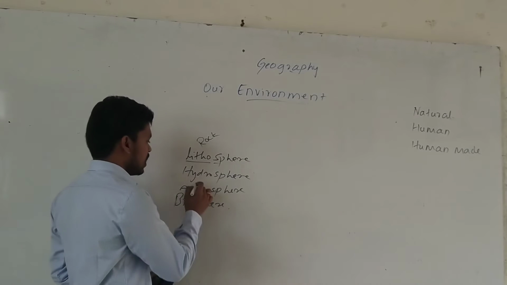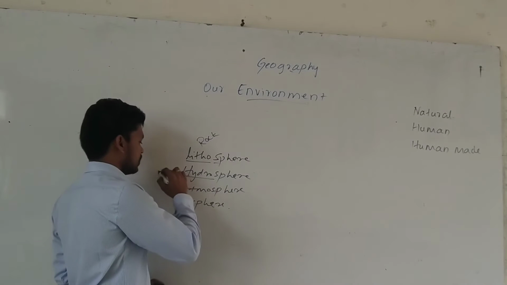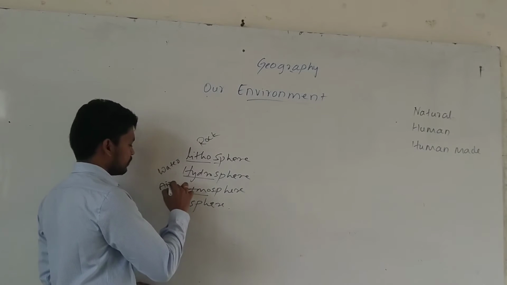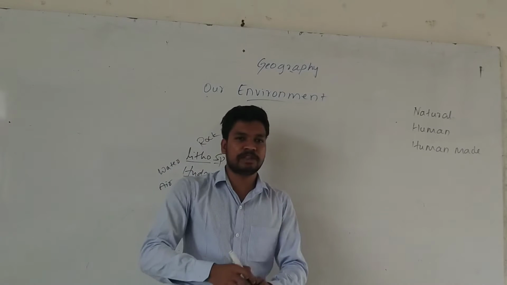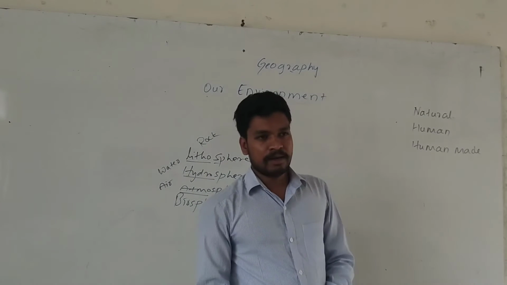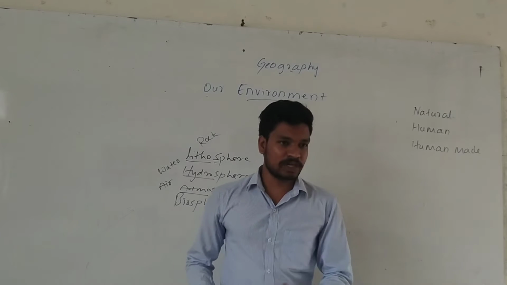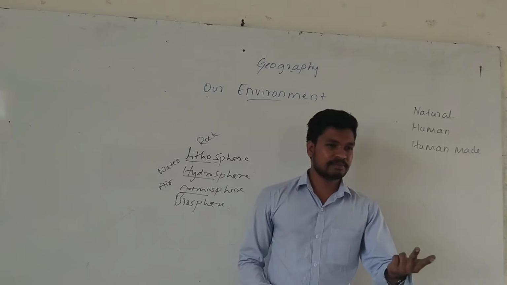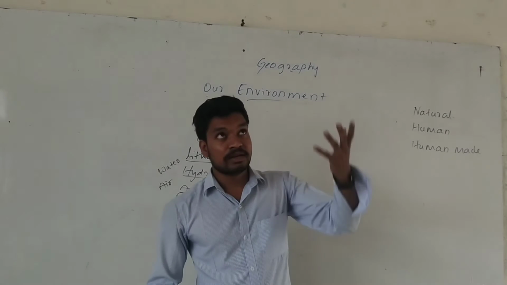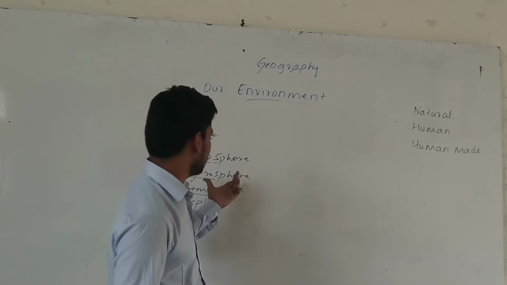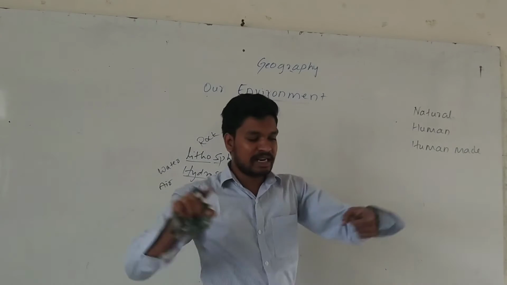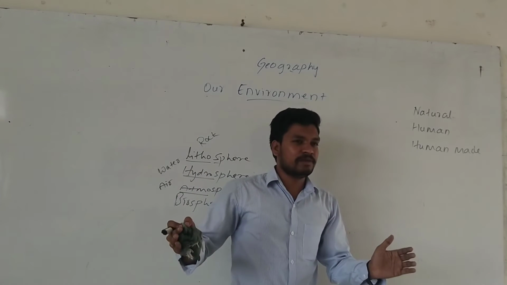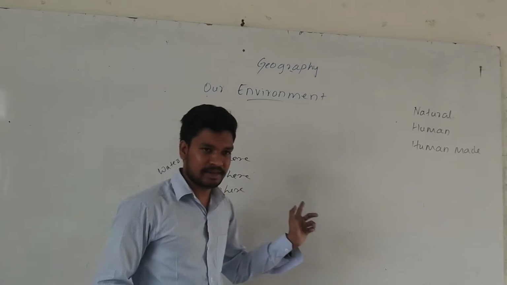Then the hydrosphere. Hydro is nothing but water. The hydrosphere is the sphere which is made up of water. What are the forms of water? From where can we get water? We can get water in rivers, lakes, seas, oceans, ponds and rainfall. These are all the forms of water that we can get. All these together, the rivers, seas, oceans and lakes, form the hydrosphere.